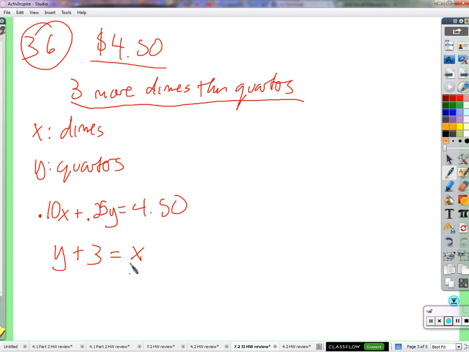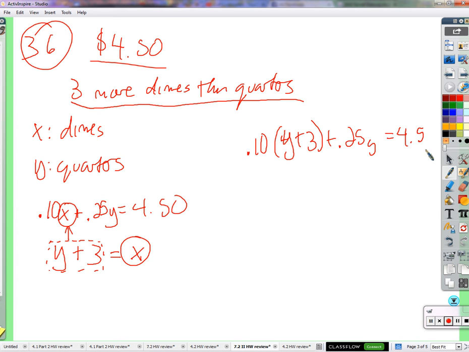But here we have x is equal to y plus 3, so x and y plus 3 are the same thing, so I can replace this x with y plus 3. That gives us 0.10 times y plus 3 plus 0.25y equals 4.5. You guys solve that for y, and then we've answered the question. The question is phrased, how many quarters does she have, not how many of both.